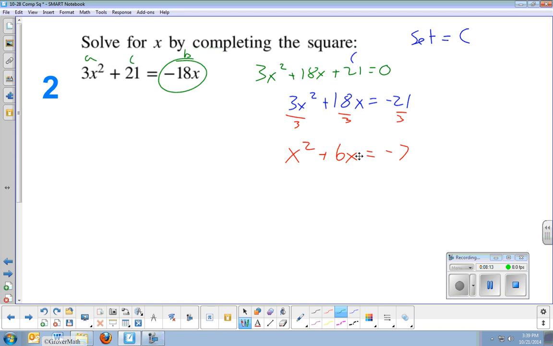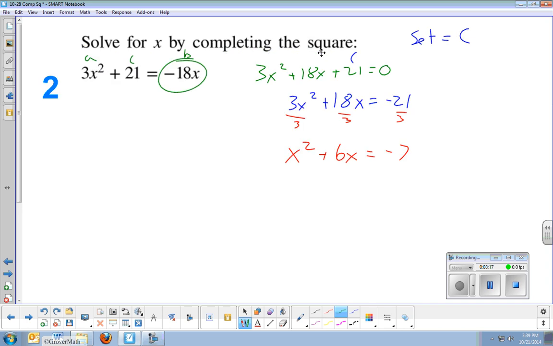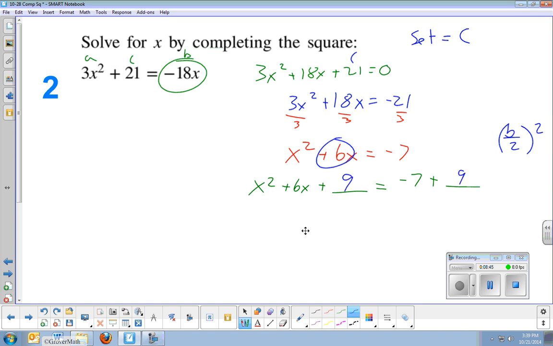All right, so now I have what we did at this stage in the problem here. And I'm going to add something to both sides. The number I'm going to add to both sides comes from b divided by 2 squared. And in this case, b now is 6. So 6 divided by 2 is 3, squared is 9. And so I add 9 to both sides.